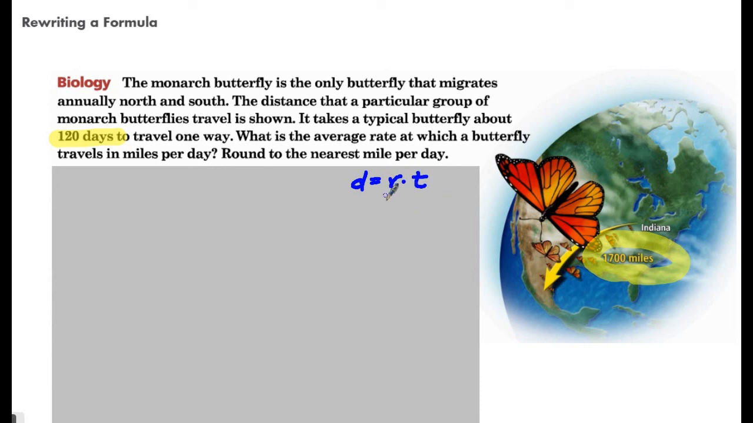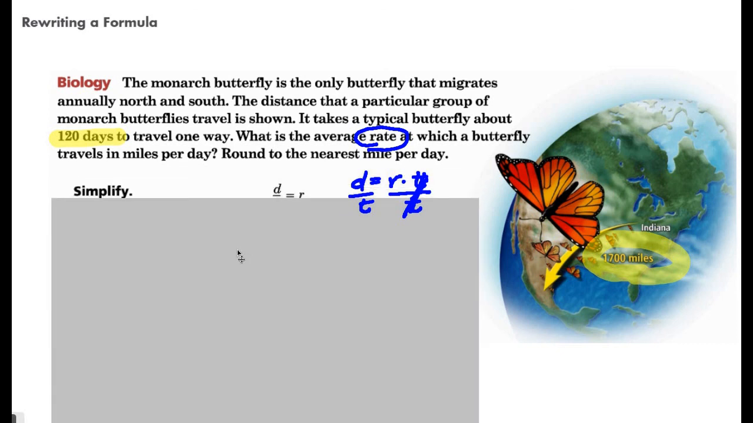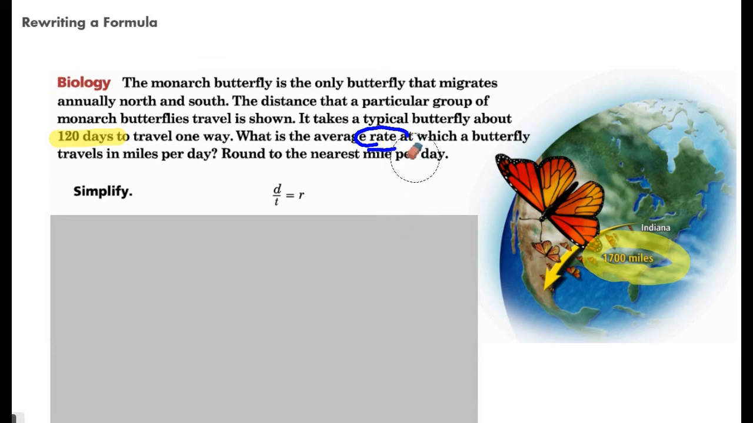If I were to rewrite this and solve for, what are they asking for? They're asking for the average rate. So that means that we want to solve for r. So we want to divide by t so we get r. So the t cancels, and I'm left with r equals distance divided by time. So that's the formula we're going to use to solve this equation. So that's what you see right here. We are going to use the formula of d divided by t equals r.